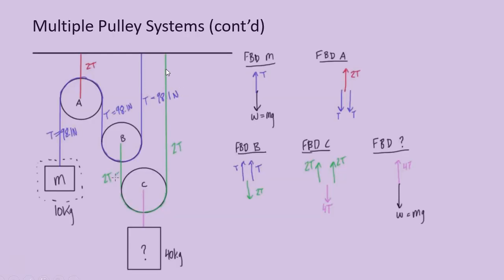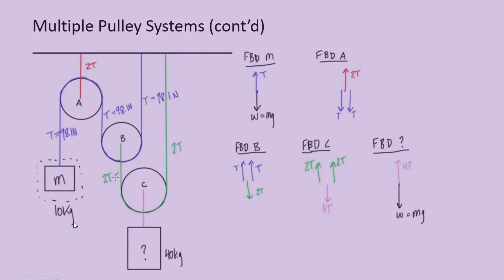Let's look at one more system of pulleys. In this system, there are 2 ropes, one in green and the other one in blue. The previous systems we were looking at had multiple pulleys, but just 1 rope. Here we have multiple ropes and multiple pulleys. We can see that both ropes are connected to the ceiling at some point.